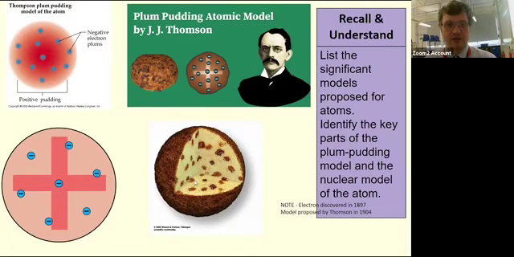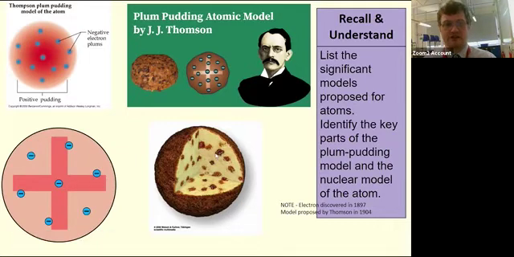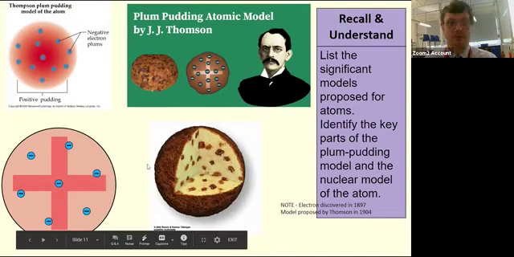They didn't really know what this big ball of positive sponge was, but they said, well, when you take the electrons out, what's left is positive. The electrons are small compared to the atom. So there's these small bits which can come out. And that's the idea of a plum pudding model.